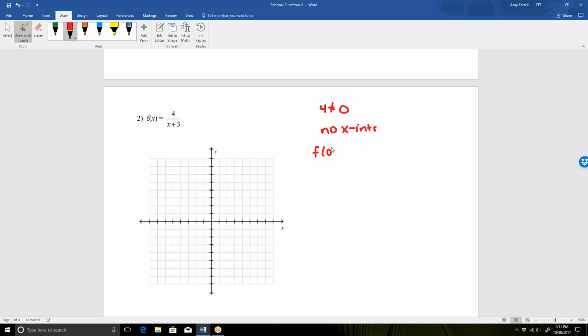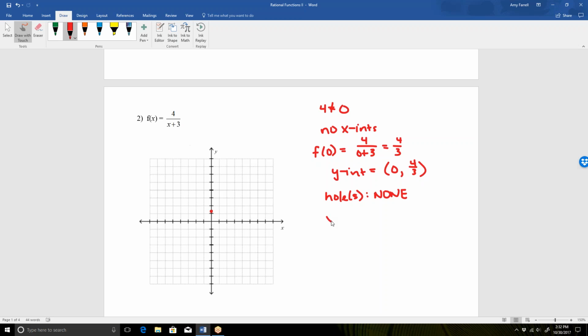To find the y-intercept, we find f of 0. f of 0 would be 4/3. So our y-intercept is (0, 4/3), which would be just a little past (0, 1), maybe right there. To find our holes, we look to see what common factors the numerator and denominator have, and they don't have any common factors. So once again, there are no holes.